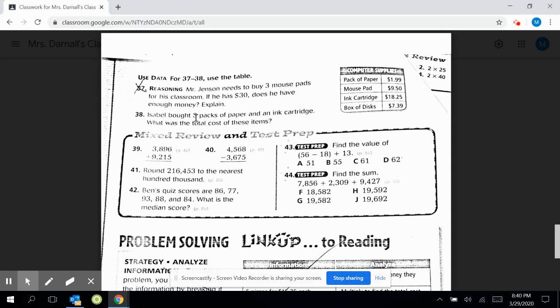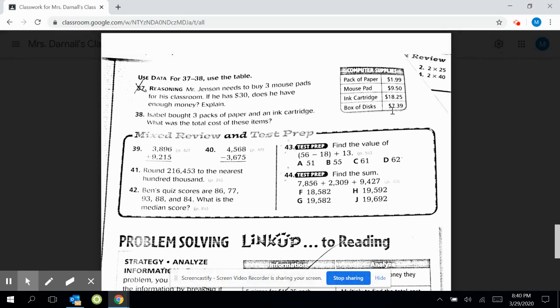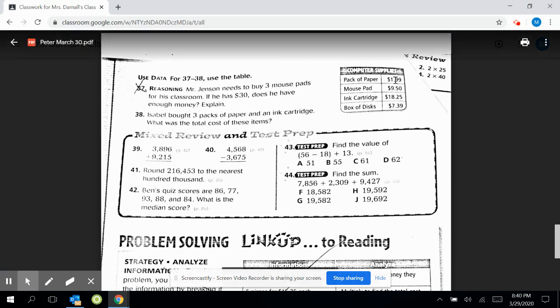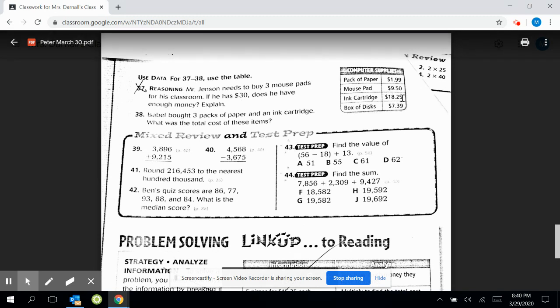We come to story problem 38, and it says Isabel bought 3 packs of paper and an ink cartridge. What was the total cost of these? So 3 packs of paper are $1.99 for 1 pack. So what would you do to figure out how much for 3 packs? And then don't forget you have one more step, because when you figure out how much it is for 3 packs, then it says and an ink cartridge. So don't forget to do something with that ink cartridge after you know how many 3 packs of paper would be.